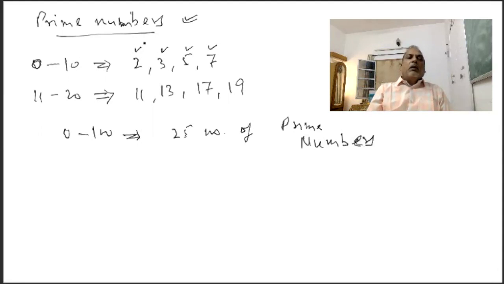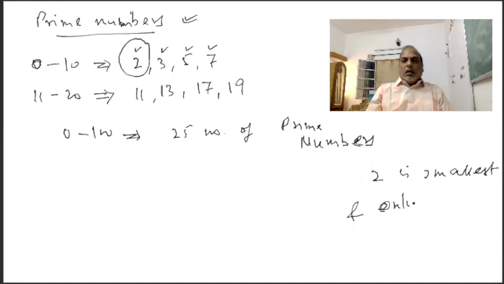Here you see 2. 2 is the smallest and the only even prime number. Correct?